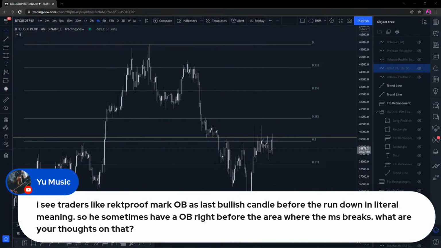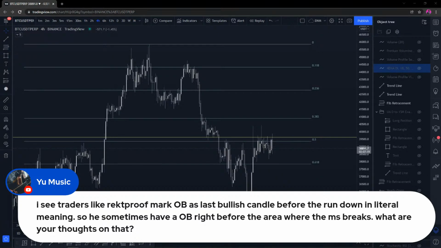Next one we've got here, I haven't read this in full, but let's take a look. So I see traders like Rec Proof mark order blocks as the last bullish candle before a run down, in the literal meaning. So he sometimes says an order block right before an area where the market structure breaks. What are your thoughts on that? Let me just digest that for a second, if that's cool. Right before the area where market structure breaks. Do you mean to the upside or the downside?